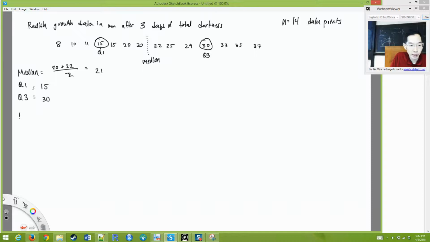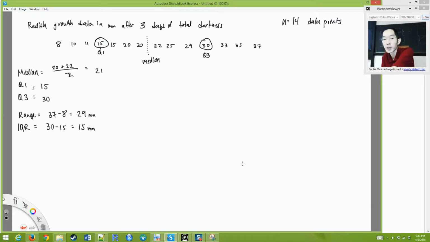So what is our range? Our range would be 37 minus 8. I have a range of 29 millimeters. That's the difference between the radish that grew the most and the radish that grew the least. The interquartile range, on the other hand, is 30 minus 15, 15 millimeters. If we look at the middle 50% of radish growths, the thing that separates the highest of the middle and the lowest of the middle is only 15 millimeters.